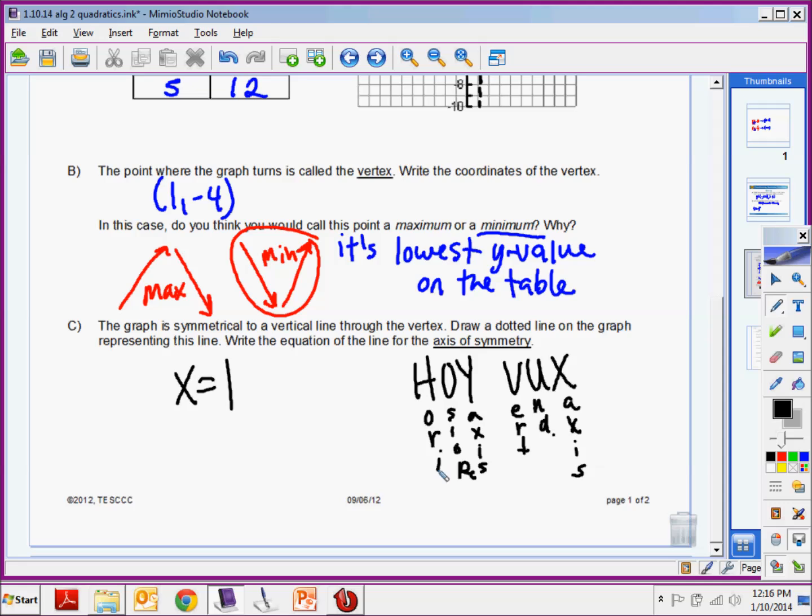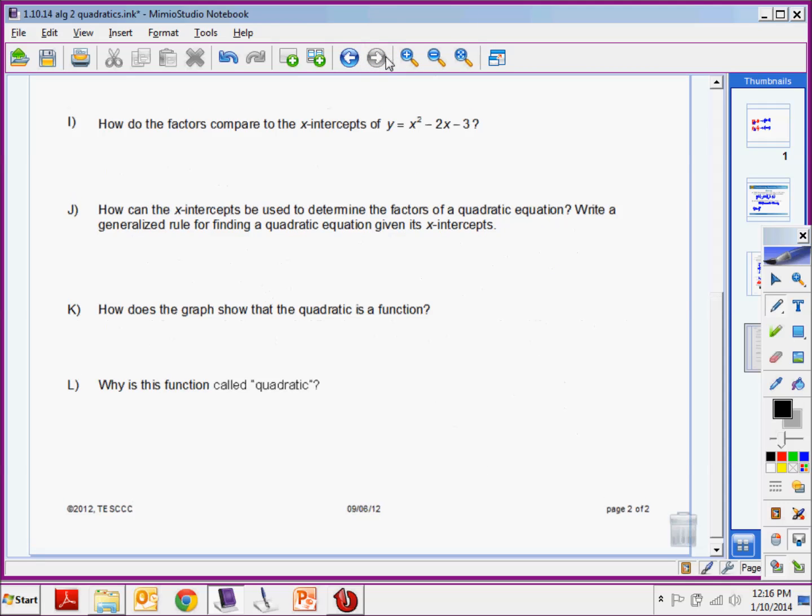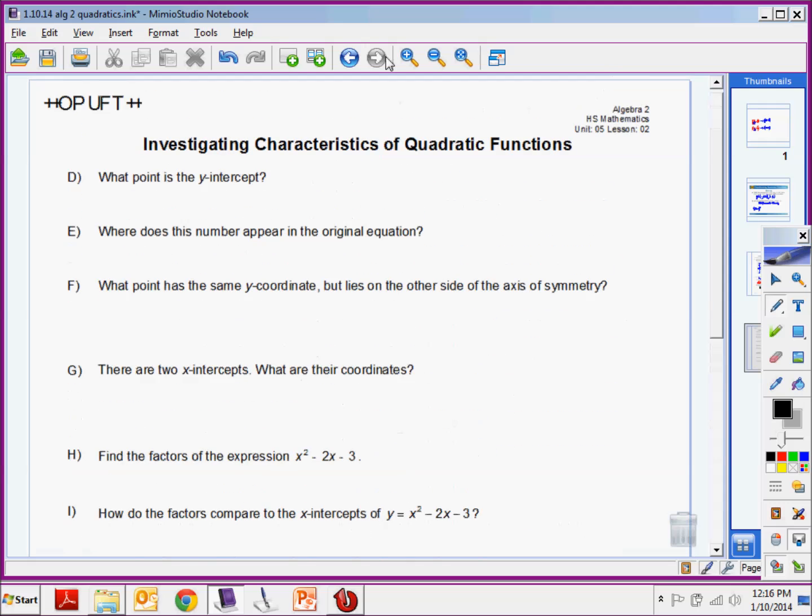It's really hard to write. All right, here we go. On to the back. Hold on, what does much mean? VUX: vertical, undefined, x-axis.